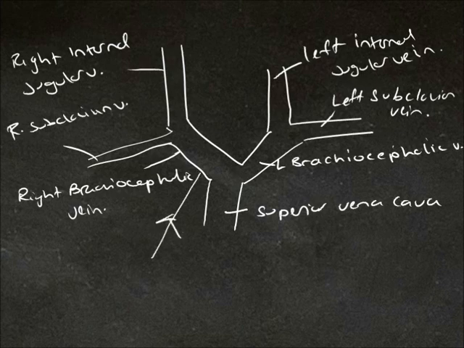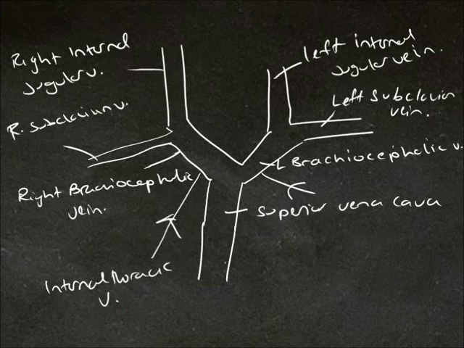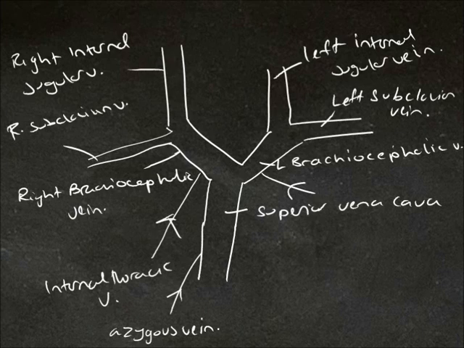Coming into the brachiocephalic vein, we have the internal thoracic vein. Coming into the superior vena cava, we have the azygos vein. This occurs at the manubrosternal joint. Okay, let's move on.